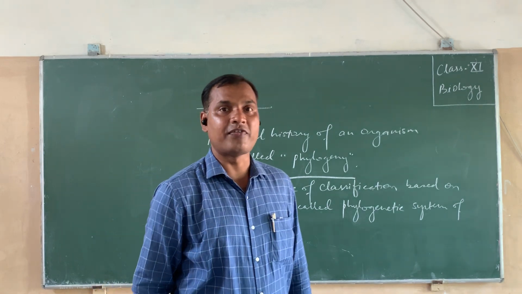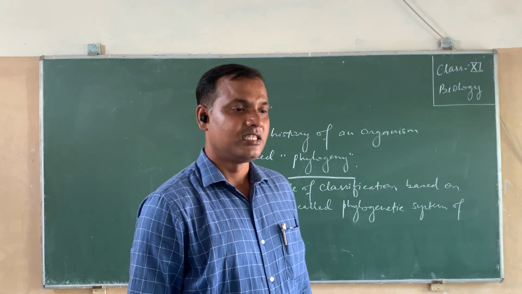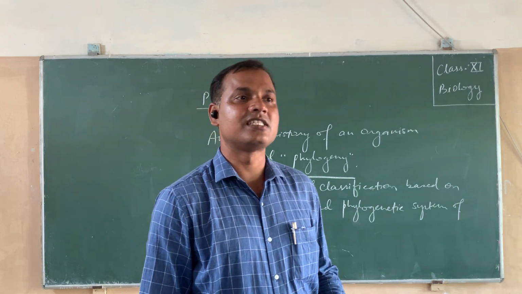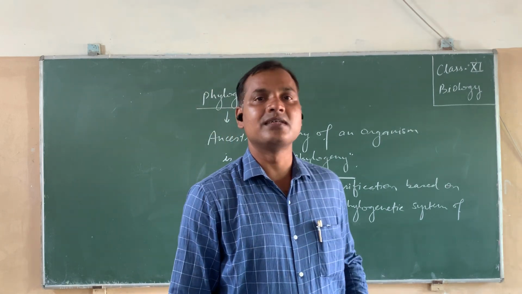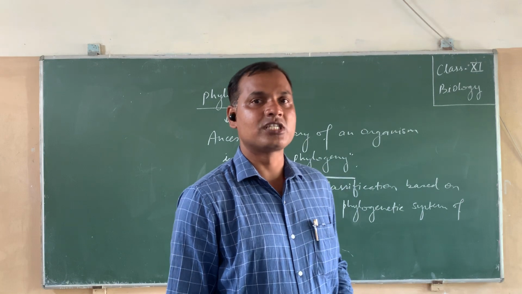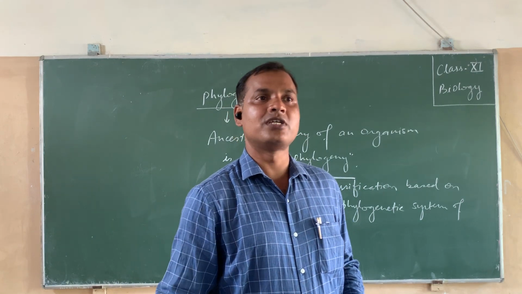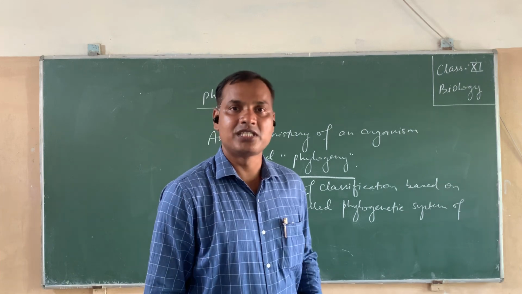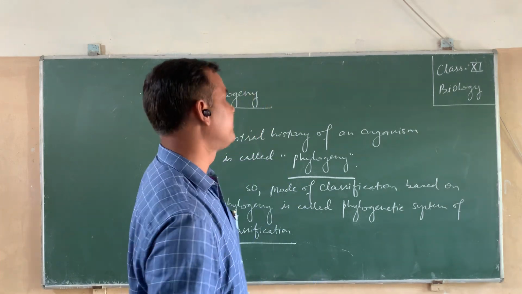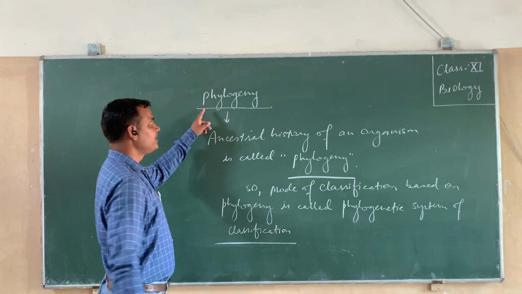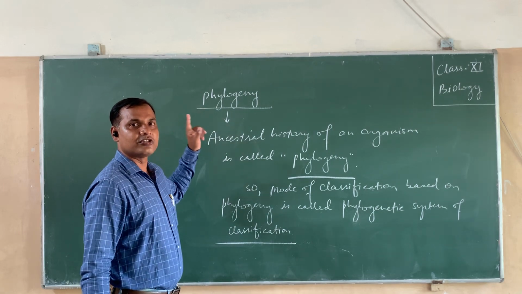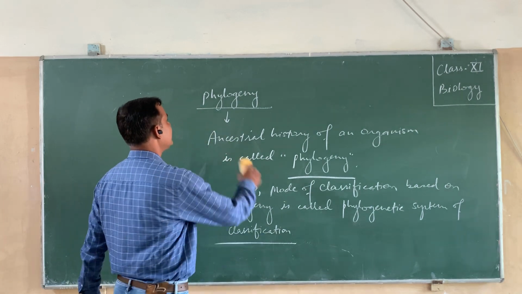Now, on the basis of phylogenetic system of classification, the most widely accepted classification is the 5 kingdom system of classification proposed by R.H. Whittaker. So now we are shifting towards the most important classification, the 5 kingdom system of classification, which is actually based on the phylogeny, which is actually based on the ancestral history of an organism.